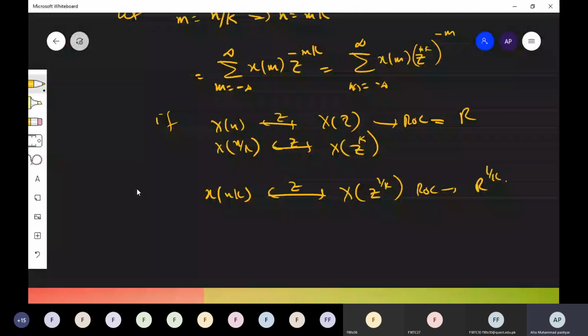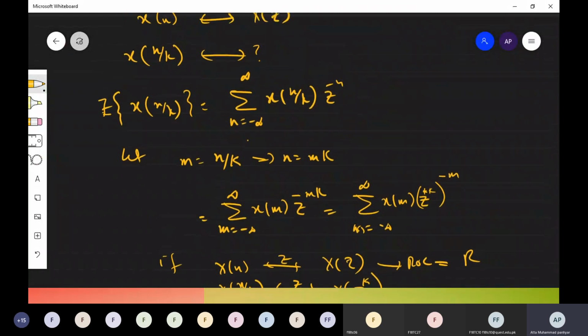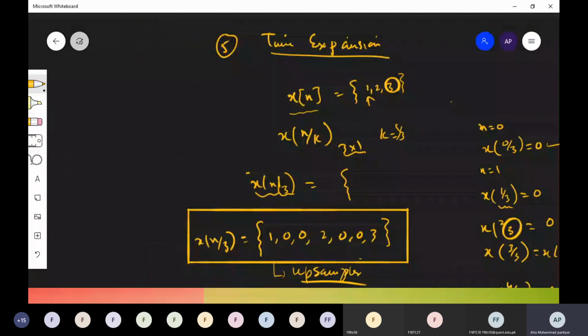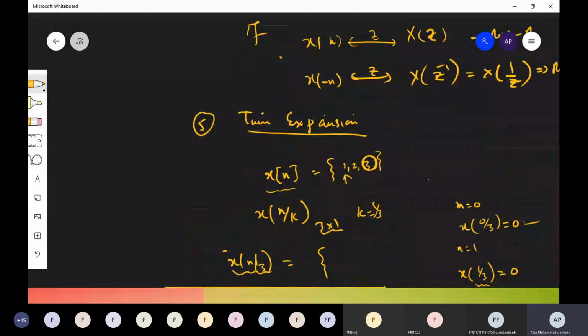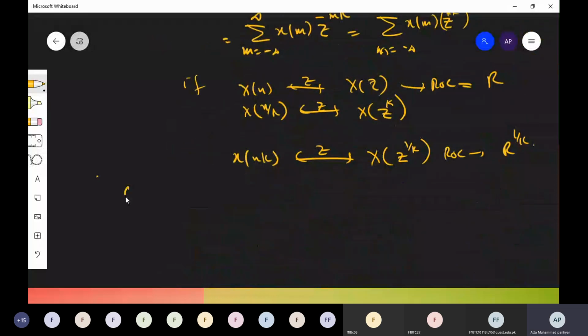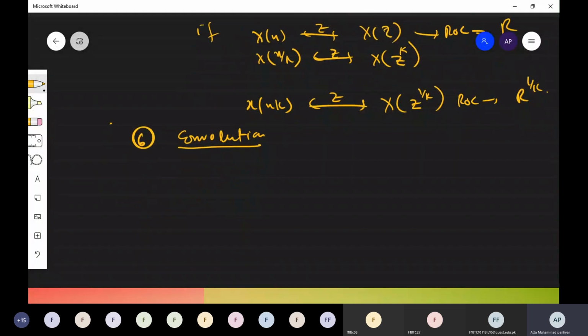But first let's discuss convolution, and this property must be number 6. Number 6, convolution. Now if you remember, we said earlier that convolution in time domain is equal to multiplication in frequency domain. So what does this mean?